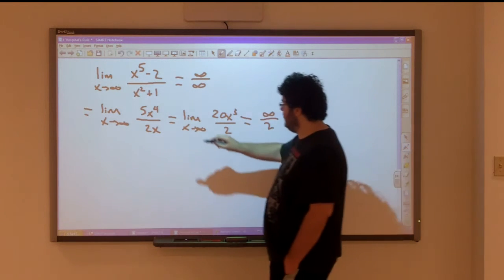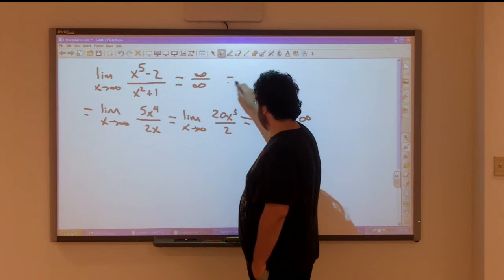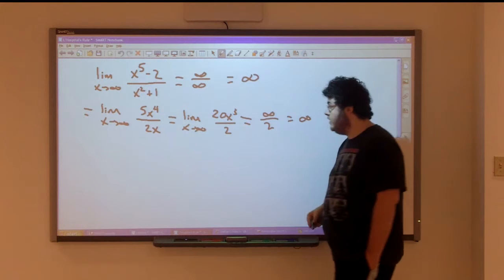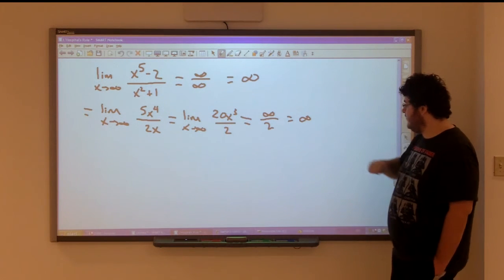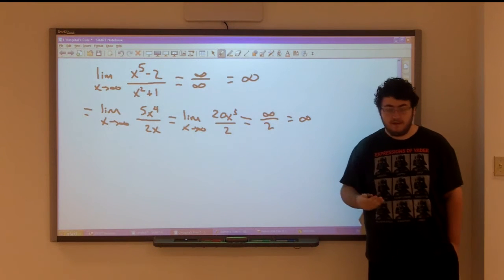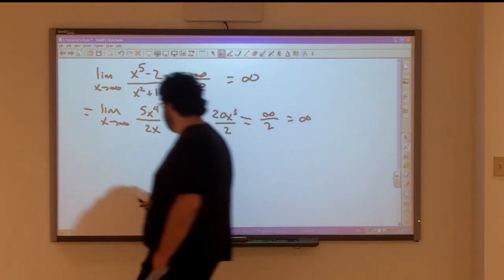So we get that this limit actually equals infinity. So now we've had a case where infinity over infinity was 0, and now we have this one where infinity over infinity is infinity. So how can we tell the difference?